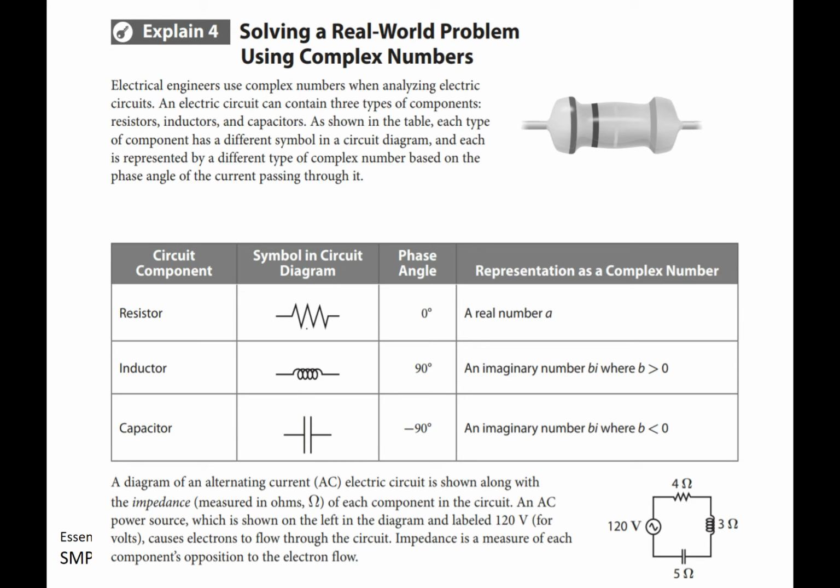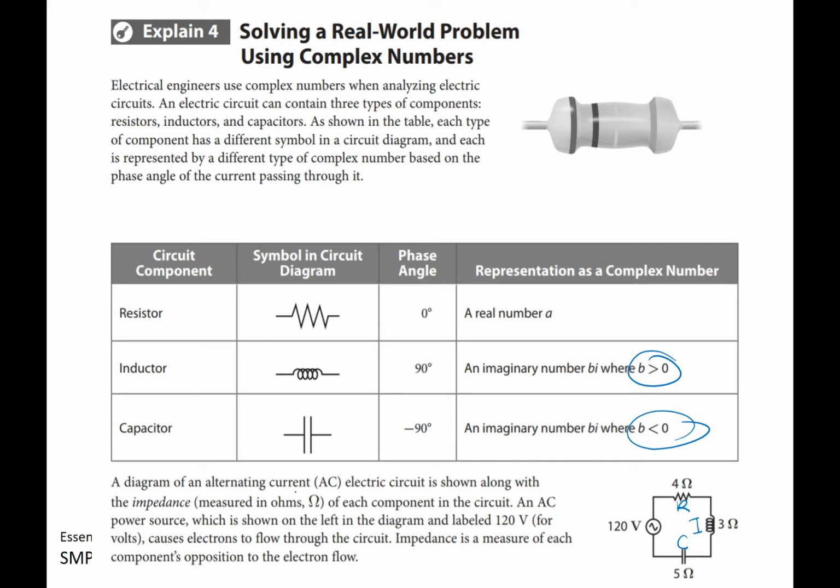Okay, so they show you the symbol for the resistor. This one here would be the resistor, and we know that that's a real number. Okay, an inductor. This one here is the inductor, and those are not standard names, I'm just using the first letter. And it's an imaginary number. Look, where B is positive, so it's a positive imaginary number. The capacitor is this one here, and that's a negative imaginary number because it says that B has to be less than 0.